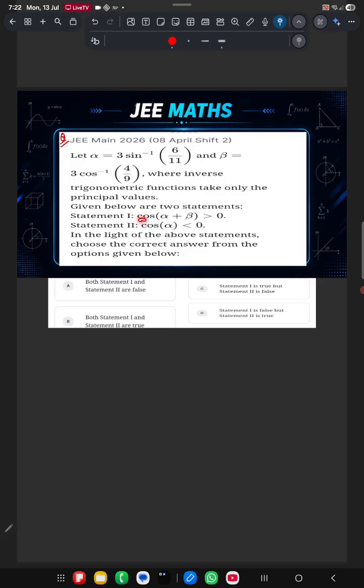Statement 1: cos of alpha plus beta is greater than 0. Statement 2: cos of alpha is less than 0. In the light of the above statements, choose the correct answer from the options given below. Option A: both statement 1 and statement 2 are false. B: both are true. C: statement 1 is true but statement 2 is false. D: statement 1 is false but statement 2 is true. So let's see how to solve this question.